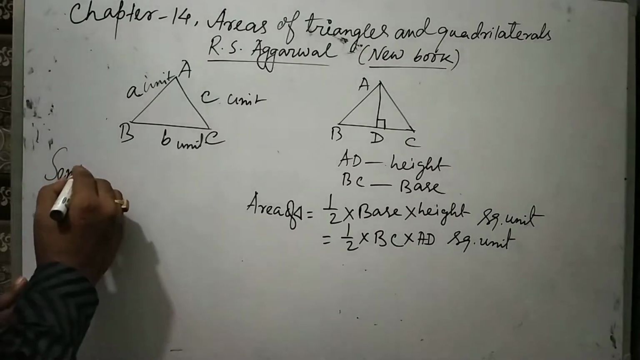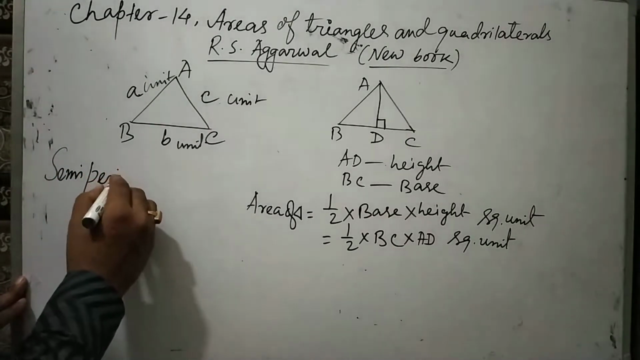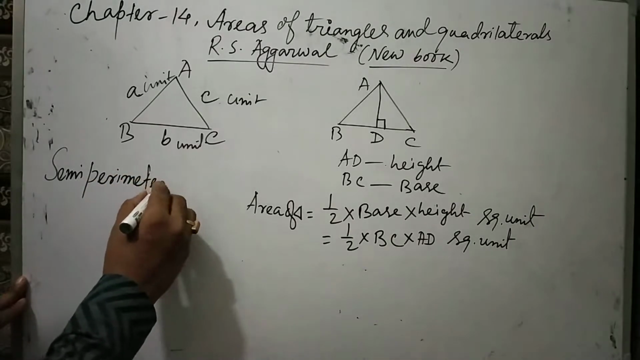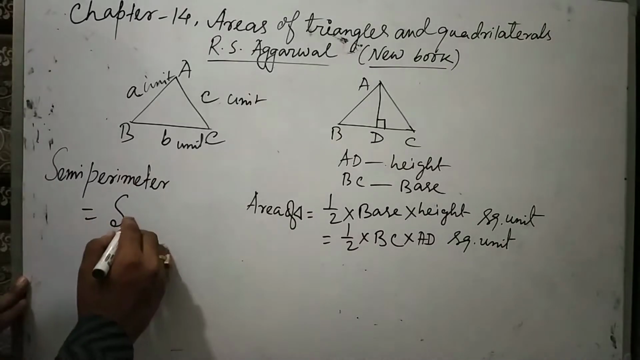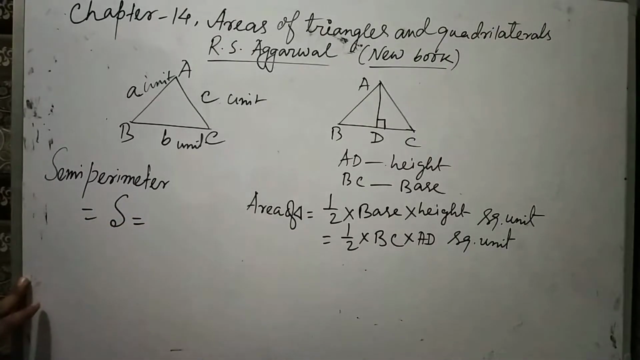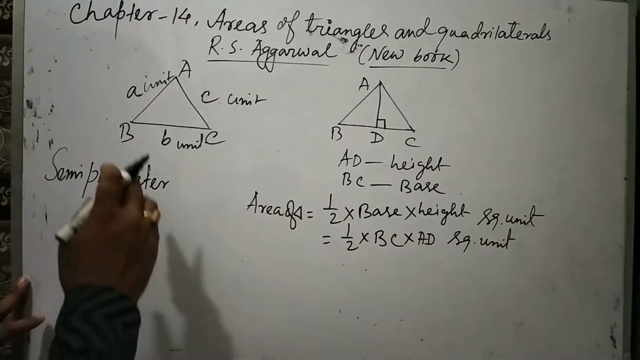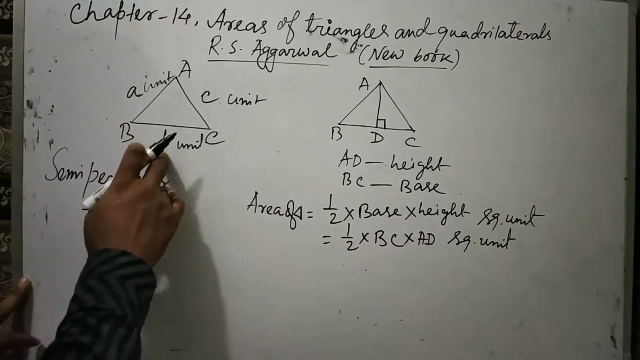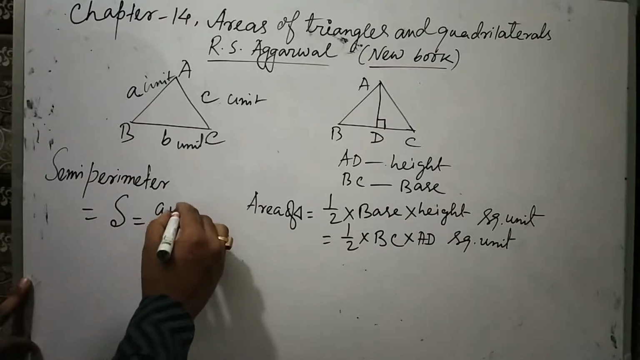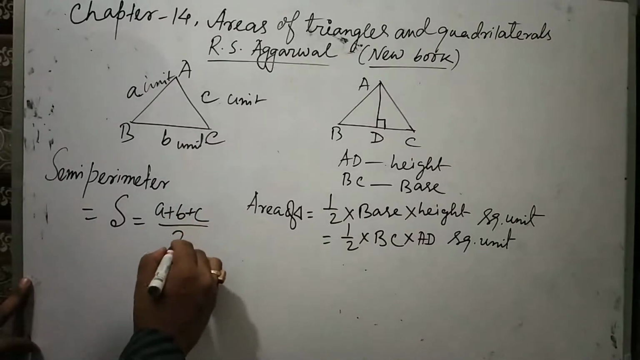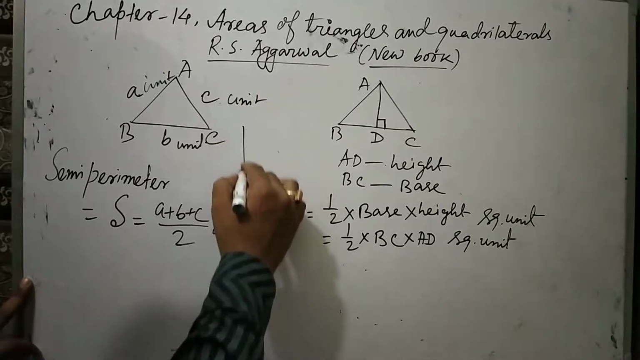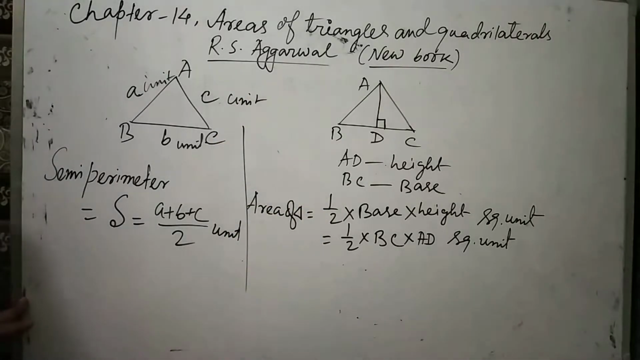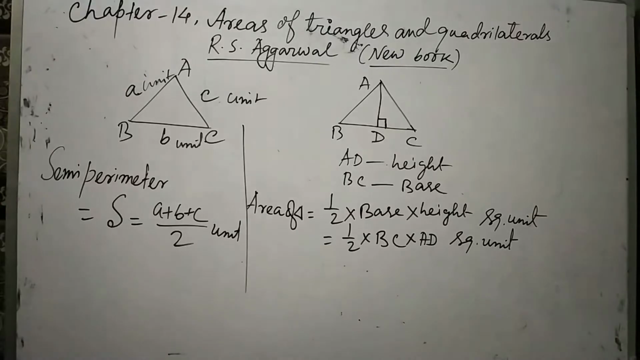So for that we need to find out the semi-perimeter, and that is denoted by S. Semi means half and perimeter means sum of all the sides. Sum of all the sides means A plus B plus C, and semi means half, so divided by 2. This much unit is the semi-perimeter of the triangle ABC.